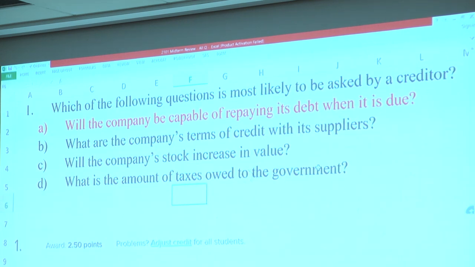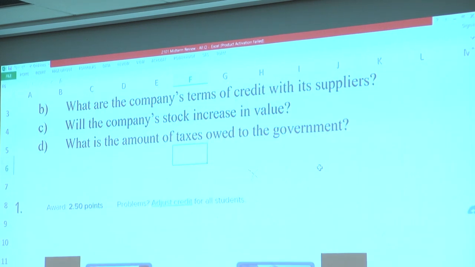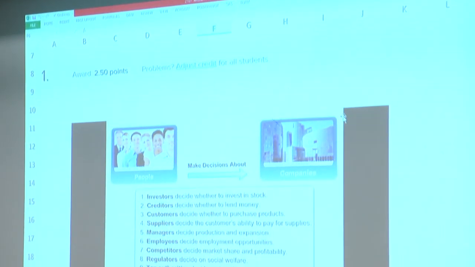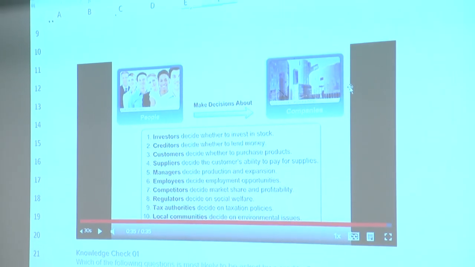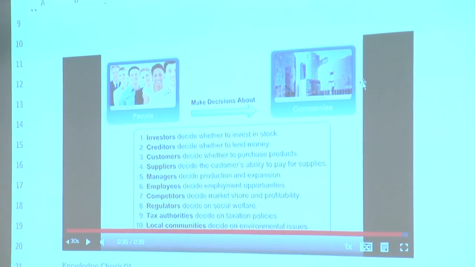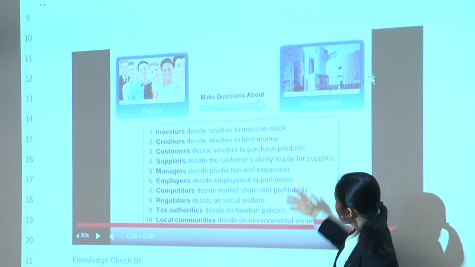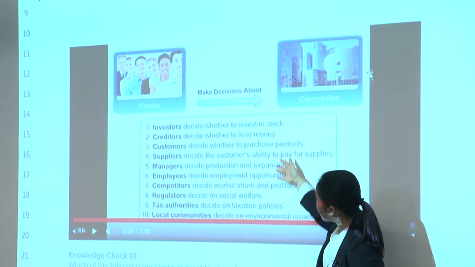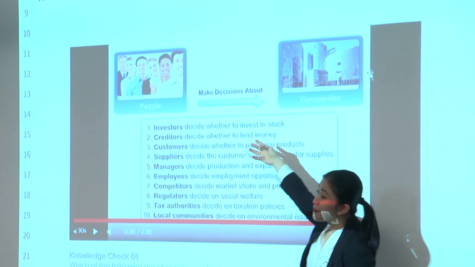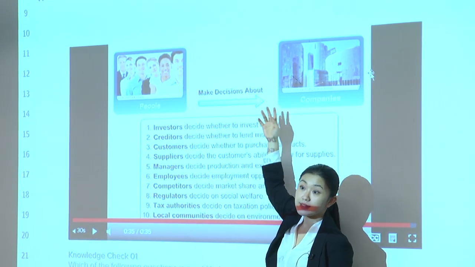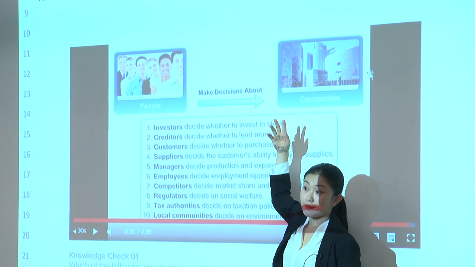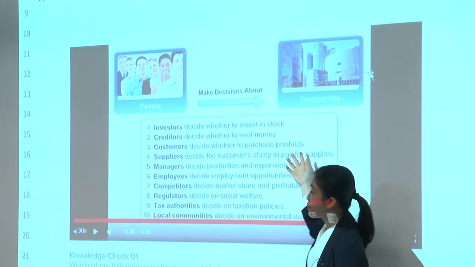This is the question we have for the Connect video. You should have done it if you haven't, because it's part of your homework. Just question 1 and it asks the exact same question. And in the video, there are 10 different people that are going to make decisions based on our financial accounting information, the reports we put out.